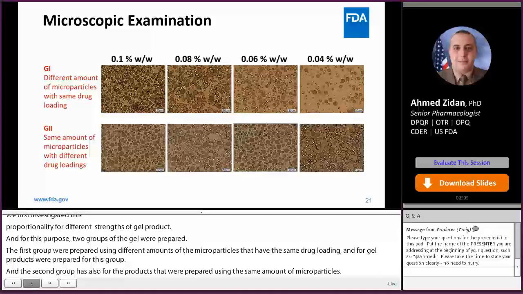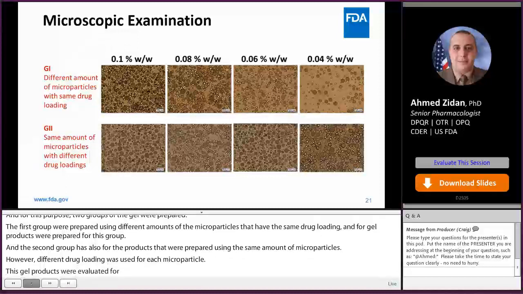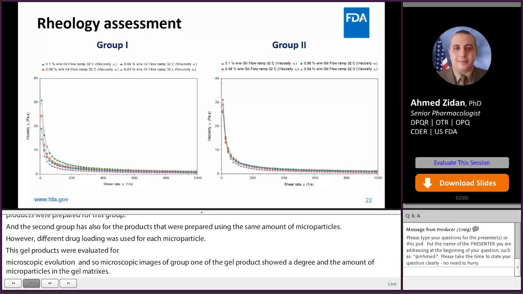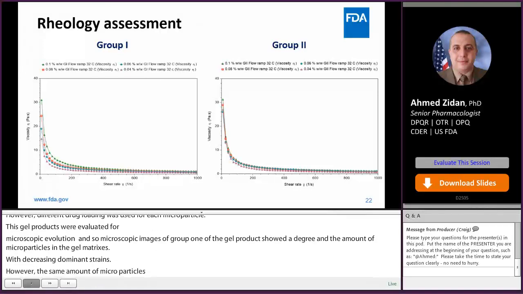And the microscopic images of group 1 of the gel product show a decrease in the amount of the microparticles in the gel matrices, with decreasing nominal strengths for the tretinoin gels. However, the same amount of microparticles were observed in group 2 of the gel product. And for rheology assessment, for both groups, shear thinning behavior of the rheology data was observed. This behavior was more pronounced in group 1 compared to group 2.